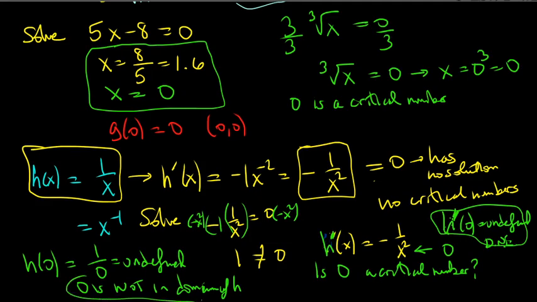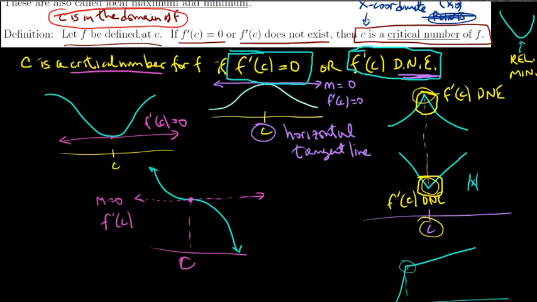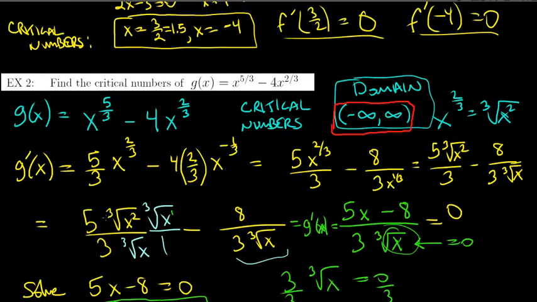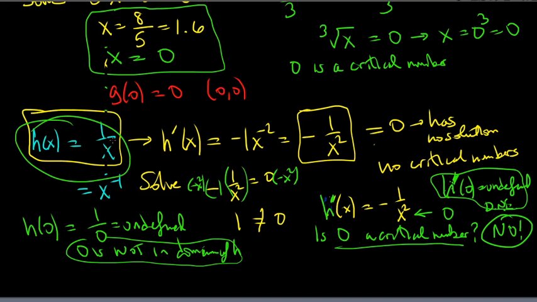Anyways, the point is that it's not in the domain, and so by the definition of a critical number, 0 would have to be in the domain, and it's not. So the answer here is no. Here you have to be very careful. Even though the derivative at 0 does not exist, that doesn't make it a critical number, because it has to be in the domain of the original function, and h of 0 is undefined. 1 over 0 is not a number. So 0 is not a critical number.